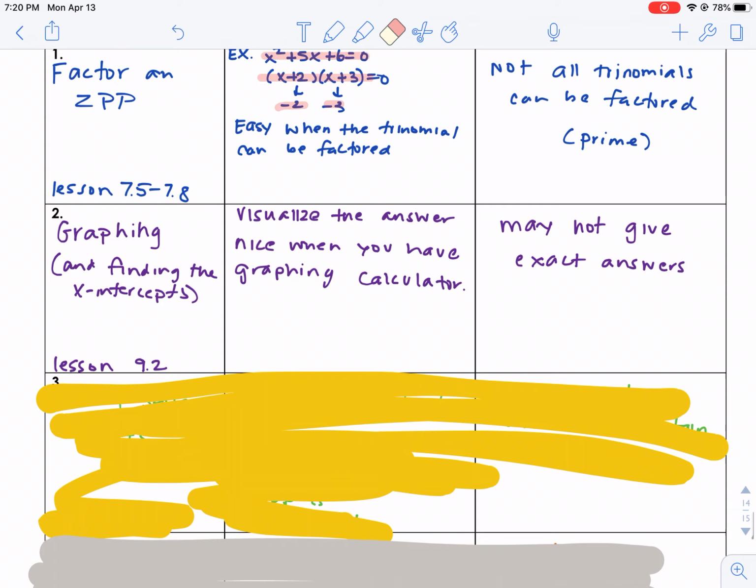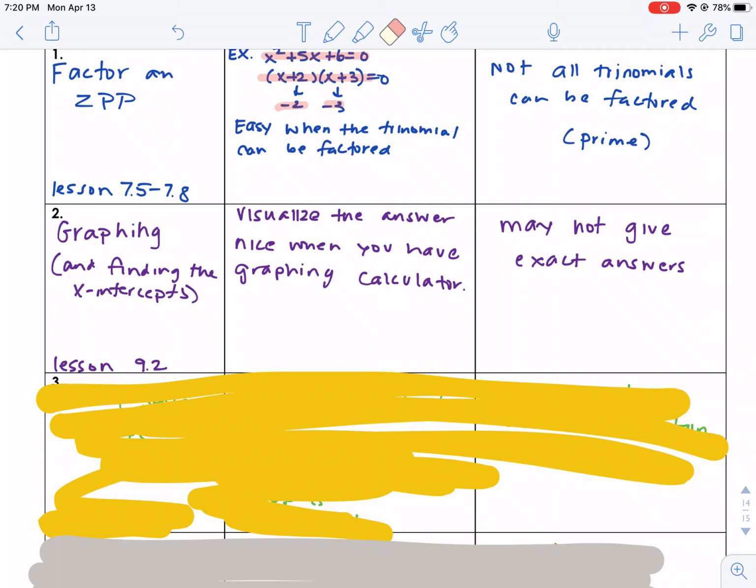Okay. The second method is graphing. So this method we did in lesson 9.2, and we graphed and then found the x-intercepts. So the advantage to this is that you can visualize the answer. This method is really nice, especially when you have a graphing calculator or you're using Desmos. The disadvantage is that it may not give exact answers.